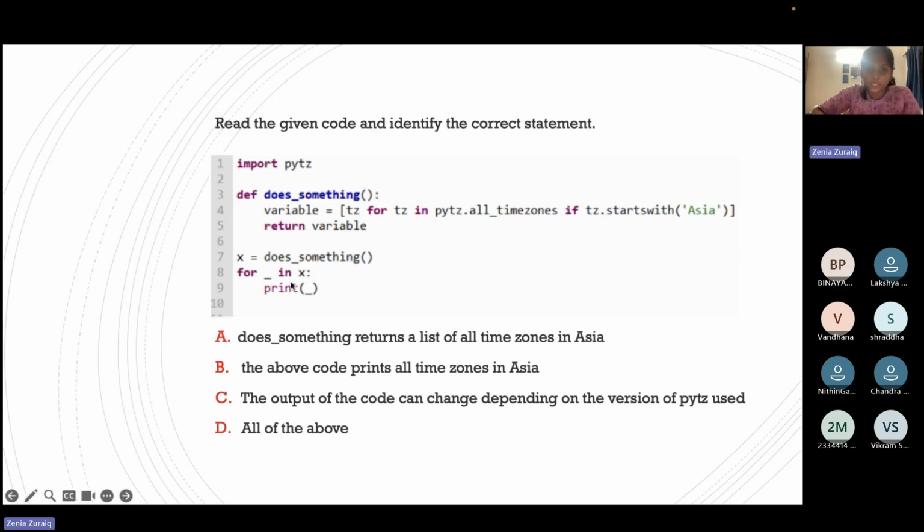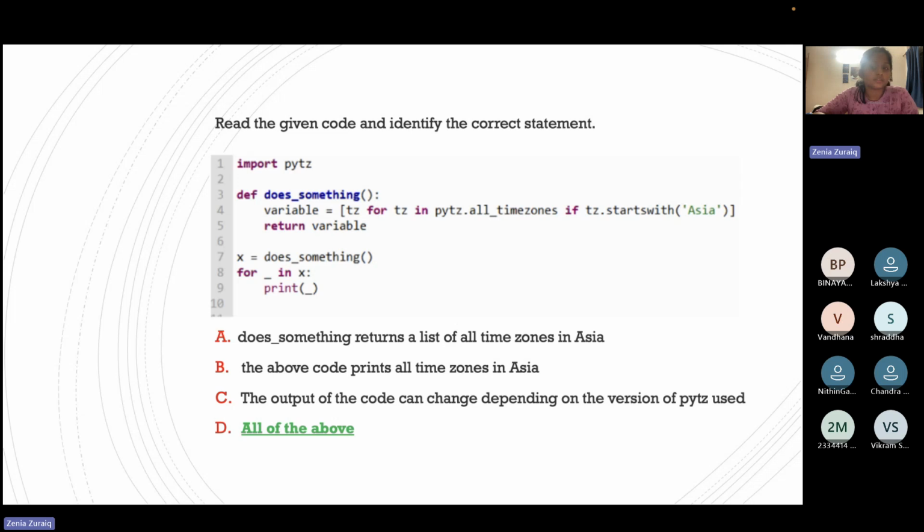Okay, I think we can move to the answer. The answer is actually D. Here you can see that A and B are kind of the same option. That already tells you that there are multiple correct answers, because statements A and B are telling you the same thing, that this function is printing the list of all time zones in Asia. And of course, time zones are a dynamic thing, so the list might slightly change if we use different versions, because these clocks are always getting updated with better and better precision.